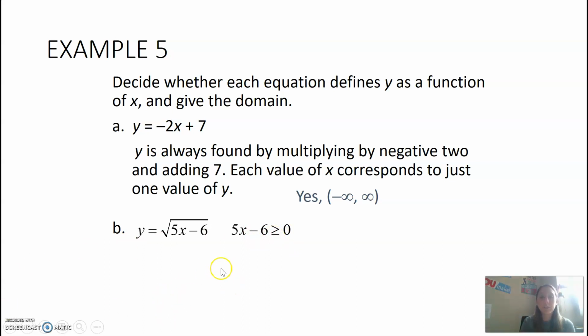So what we're going to do is solve all the way through. And we're going to make sure that x is always going to be greater than or equal to 6/5, because anything smaller than that is going to create a negative number. So when I plug in any value for x, I'm going to get a unique y. So yes, this is a function, but it cannot be any smaller than 6/5, but it can go all the way to infinity. So we've got our square bracket and we have our parenthesis.